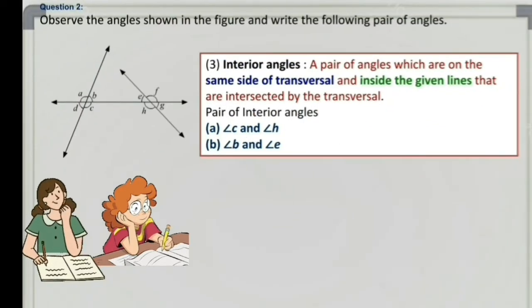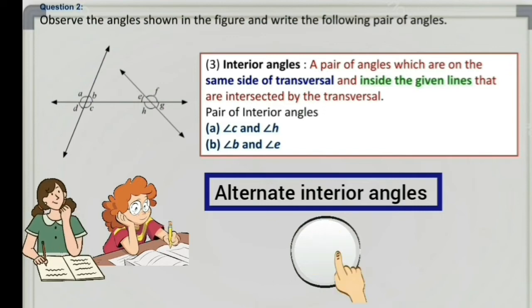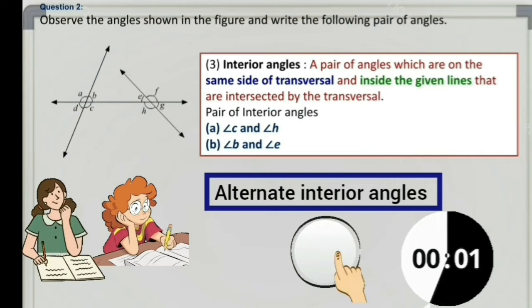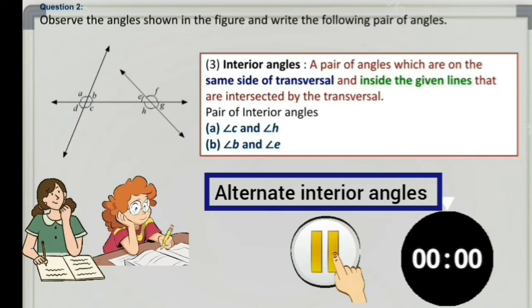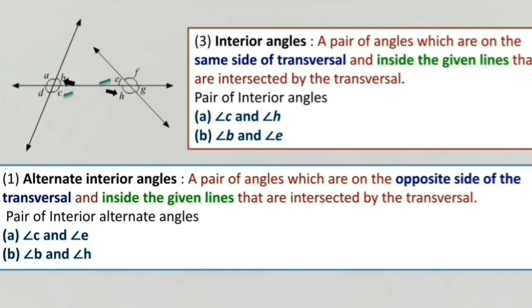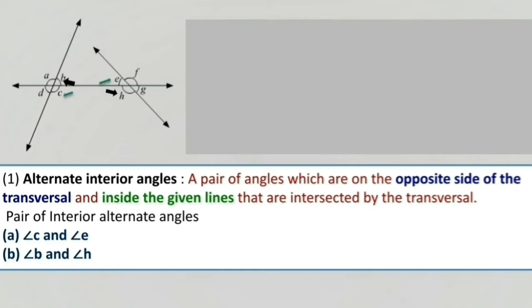Now students, it's your turn. Pause the video and try to find the alternate interior angles. They are on the opposite sides of the transversal and inside the given lines, right? So angle C and angle E, angle B and angle H are pairs of alternate interior angles.